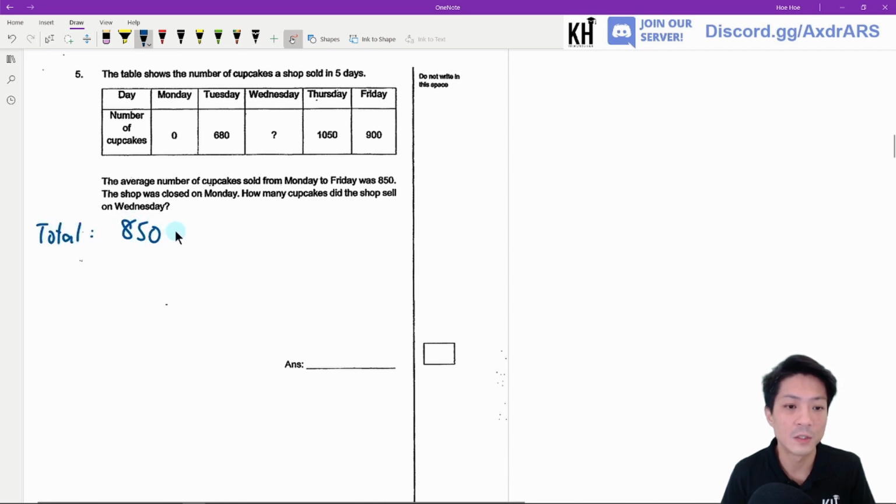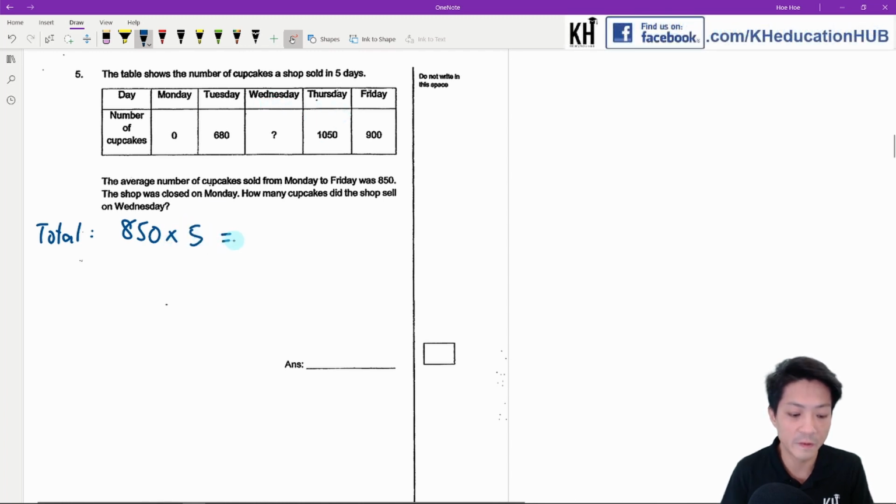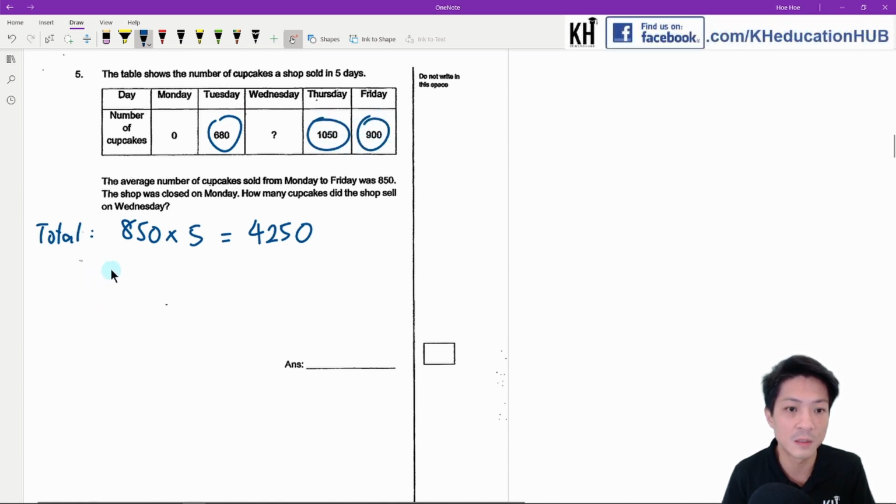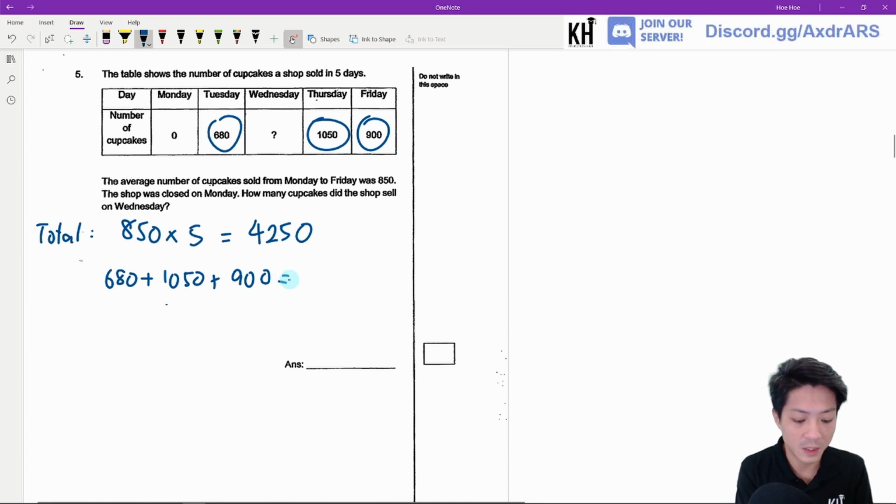Total will be 850 multiplied by 5 days. 850 times 5 will give me 4,250. Okay, next I'm gonna subtract away all these numbers, but usually I would prefer to add them up first. This is so that we can try to reduce careless mistakes.